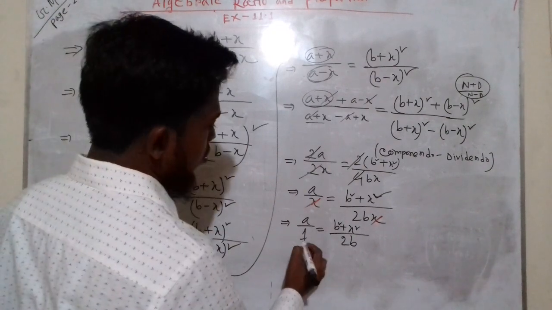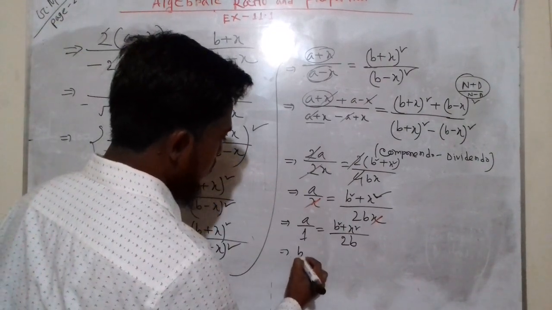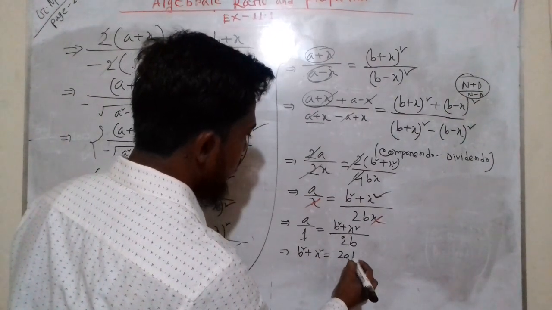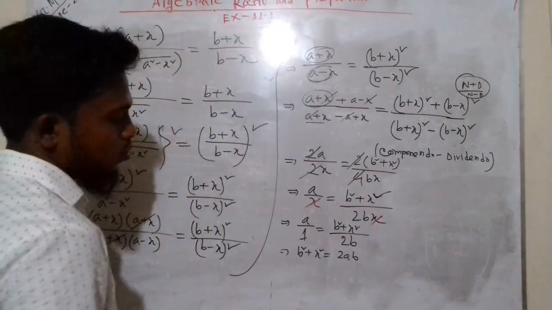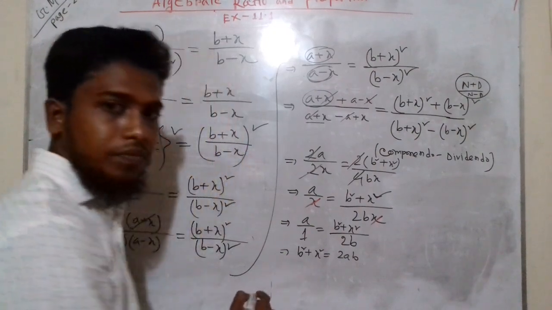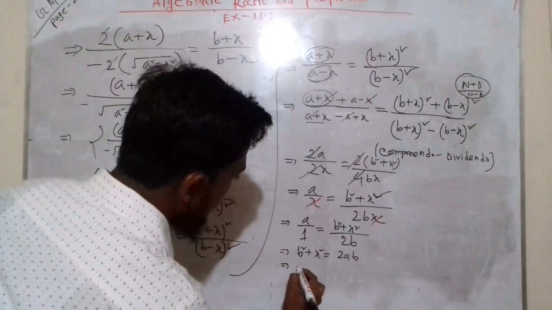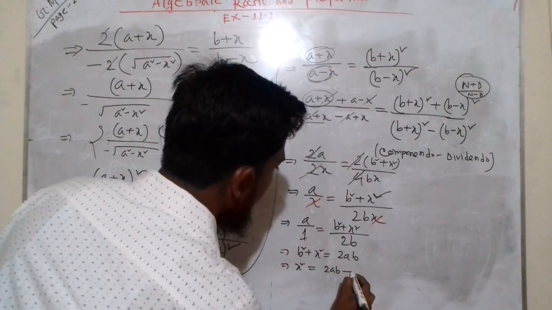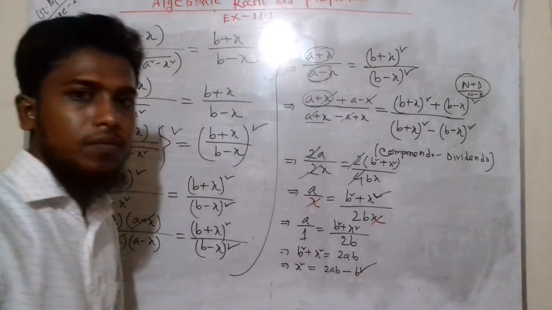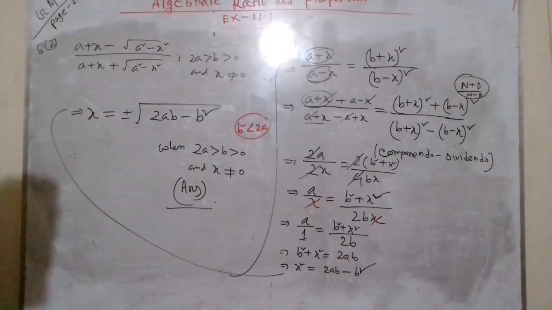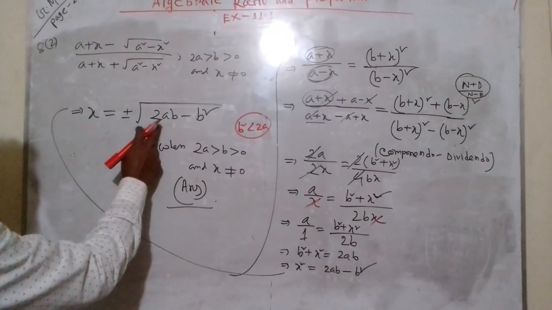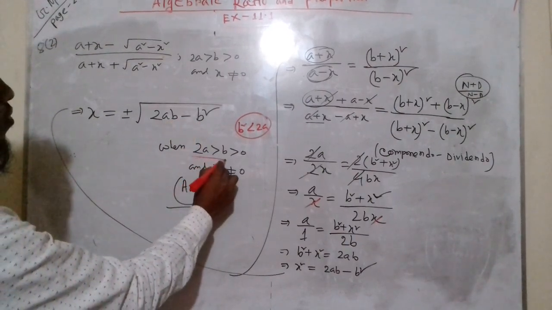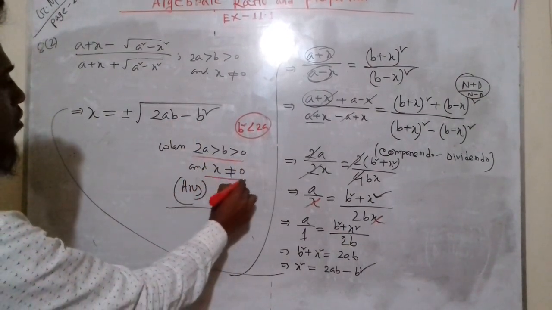Now we cross multiply, we have b square plus x square equal to 2ab, so we can write x square equal to 2ab minus b square. Now we can write x equal to plus minus root over 2ab minus b square, when 2a is greater than b is greater than 0 and x equal to 0.